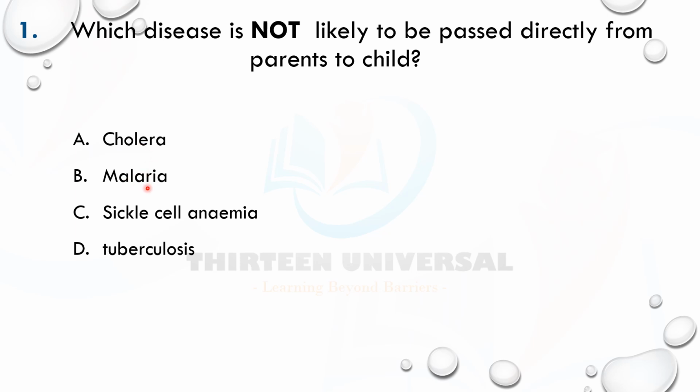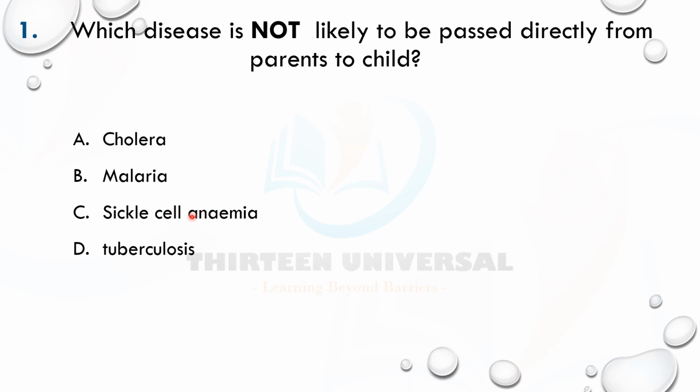Malaria can be passed through the female Anopheles mosquito when it feeds on the blood meal of the mother. But if there's no mosquito there, most likely it may not be passed directly. It's passed mostly to the female Anopheles mosquito first, and then from the mosquito it enters the child, not directly from the mother.